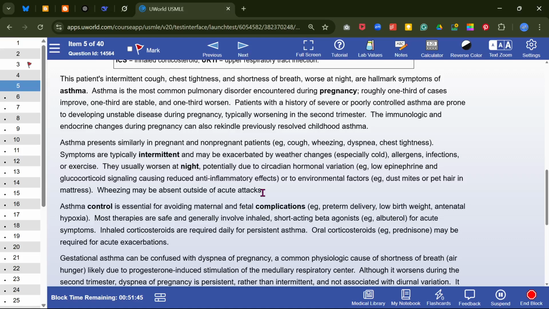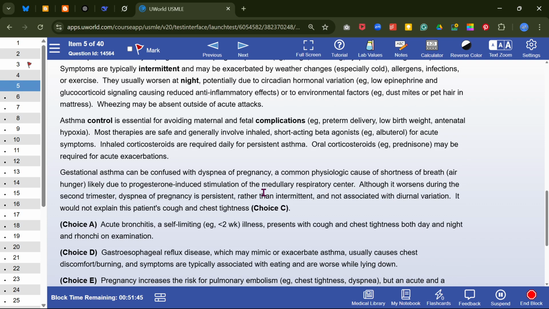Most therapies are safe and generally involve inhaled short-acting beta agonist albuterol for acute symptoms. Inhaled corticosteroids are required for persistent asthma. Oral corticosteroid prednisolone may be required for acute exacerbation.